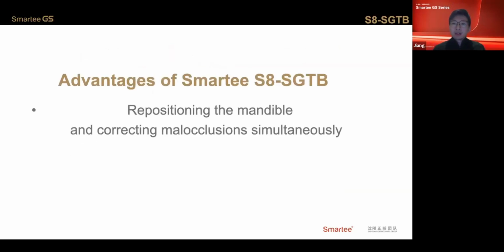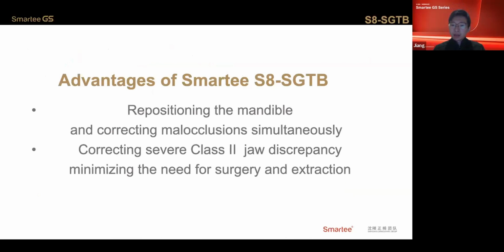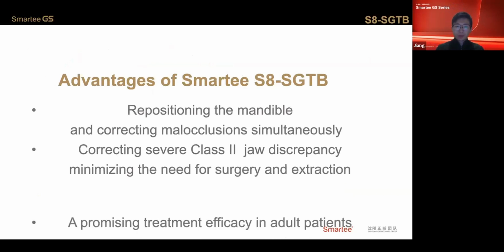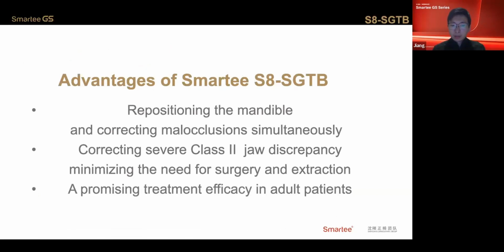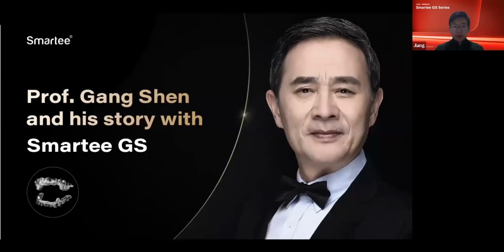And there are so many advantages of Smartee S8. It can reposition the mandible and correct malocclusions simultaneously. It can correct severe class 2 jaw discrepancy and minimize the need for surgery and extraction. And it has promising treatment efficacy in adult patients. And we have over 30,000 S8 SGTP cases in China now. And this is Professor Shen and his story with Smartee GS.